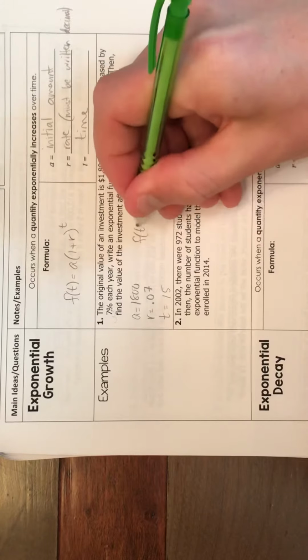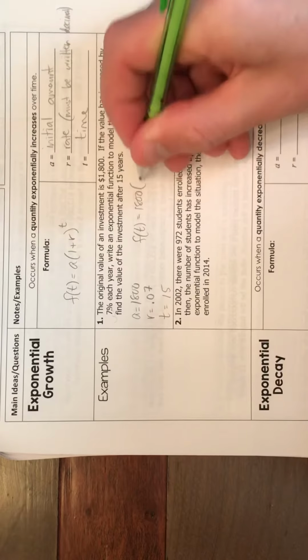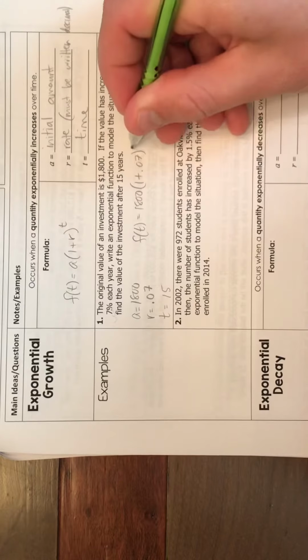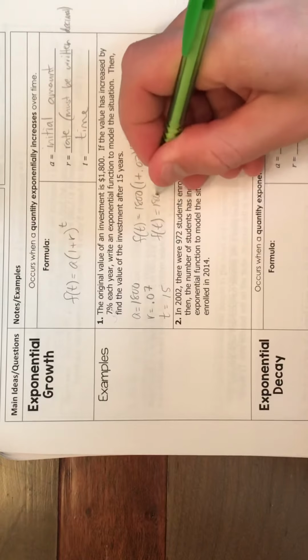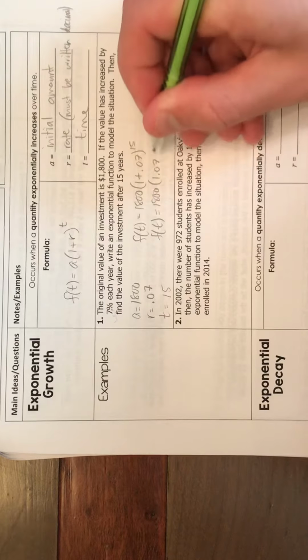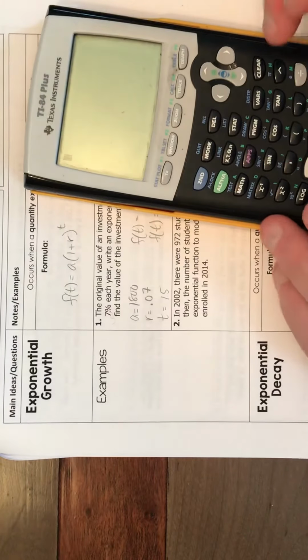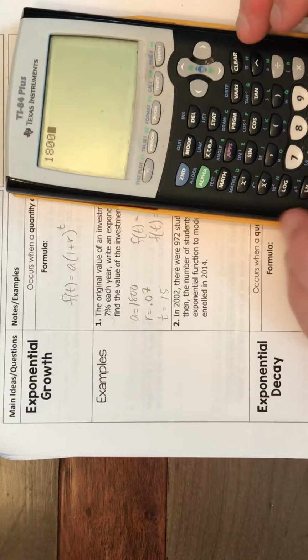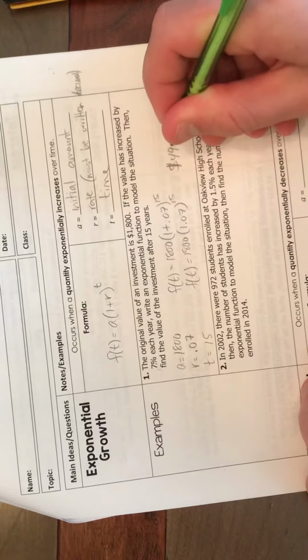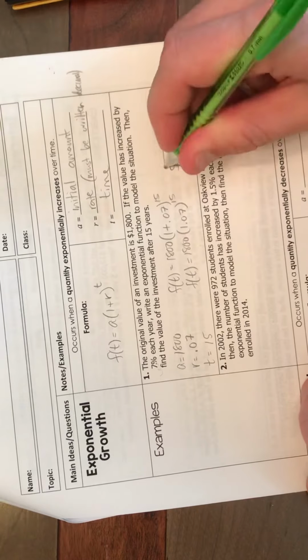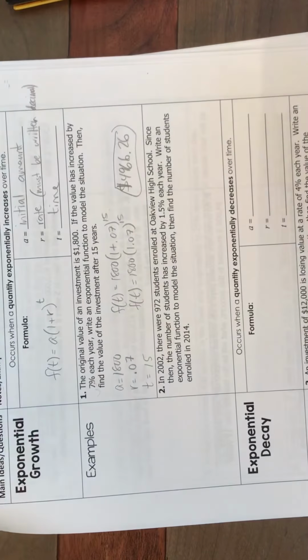So what I can do is plug in all that information and then solve this out. What I would do is always try to simplify down anything that is easy to simplify. For example, 1 plus 0.07, I can just do right there. If you're using a graphing calculator, the way we'd plug this in is 1,800, and then we would do 1.07 to the 15th power, and we get an answer of $4,966.26. I rounded to the hundredth because it's money.